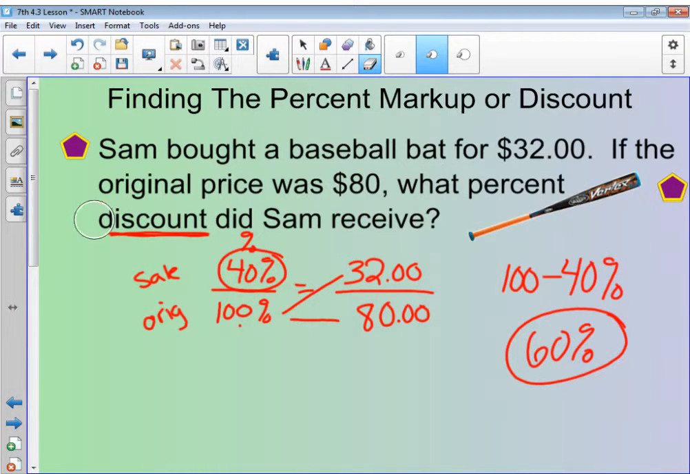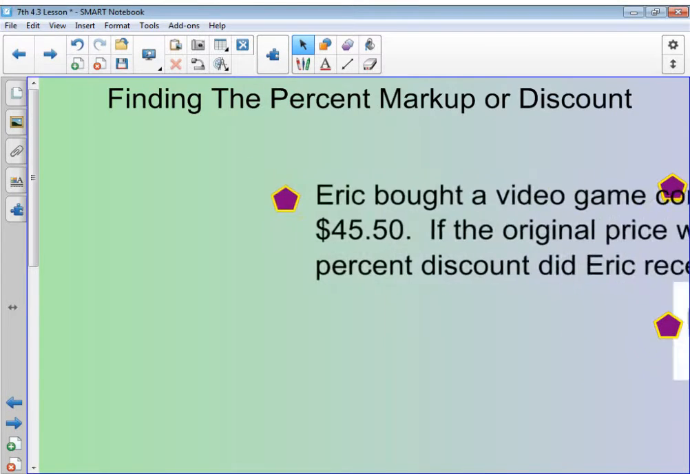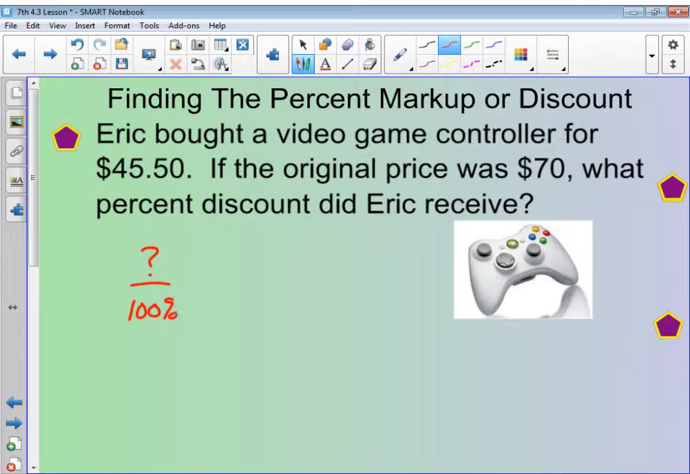Okay, let's try another one. Eric bought a video game controller for $45.50. If the original price was $70, what percent discount did Eric receive? Once again, we could set it up as a proportion. We don't know the percentage that he paid, but we know it's 100% for the original. We know that he paid $45.50 and that the original price was $70. We could still cross multiply and divide.